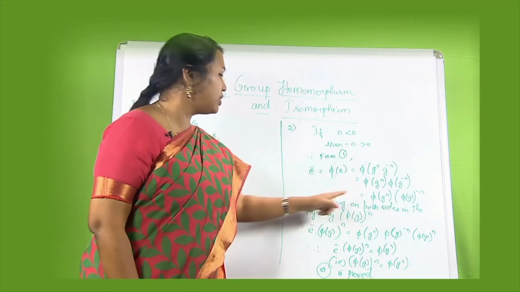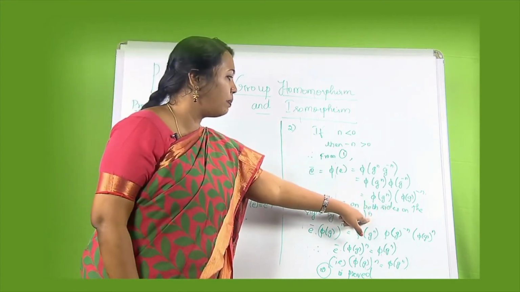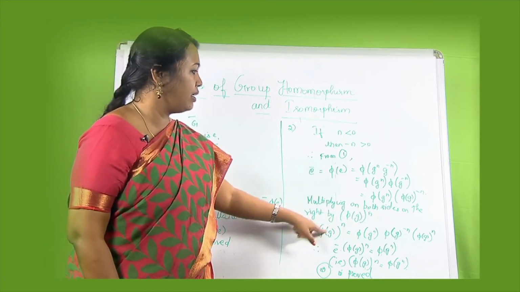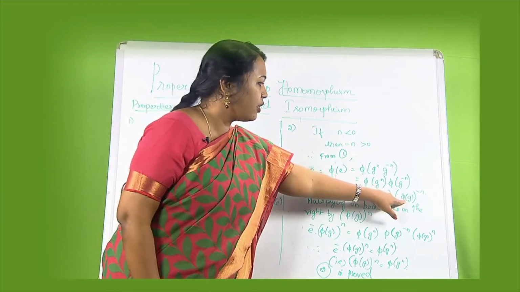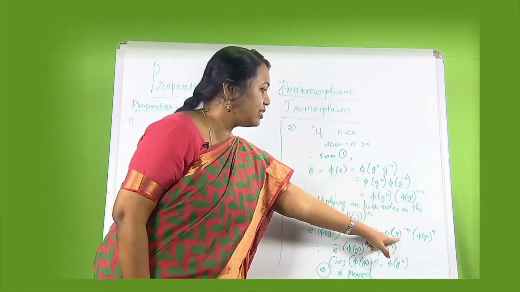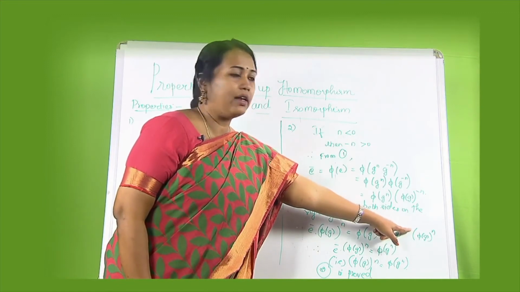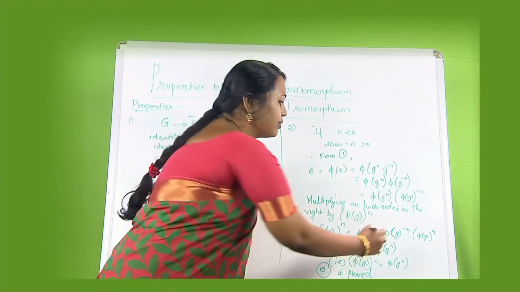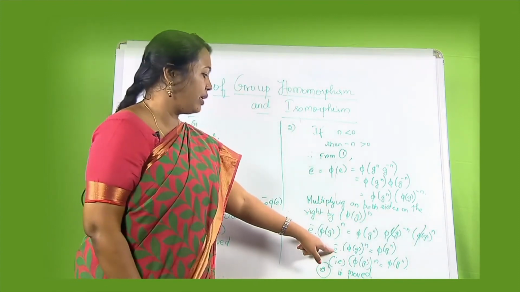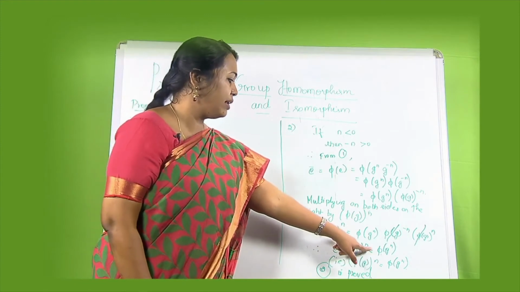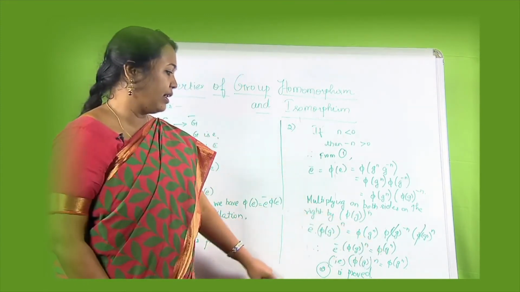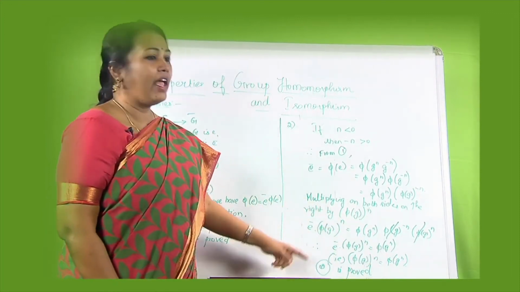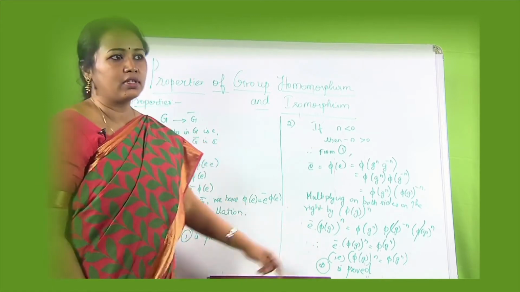We multiply on both sides on the right by phi of g the whole power n. When we do so, e times phi of g the whole power n is equal to phi of g power n, phi of g power minus n, we have written it as it is, and then phi of g the whole power n is here. These terms get cancelled, and we are left with e bar dot phi of g the whole power n is equal to phi of g the whole power n. That is, phi of g the whole power n is equal to phi of g power n. Hence, the property number 2 is proved.